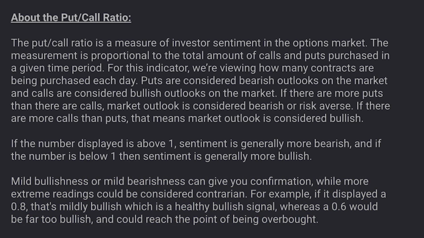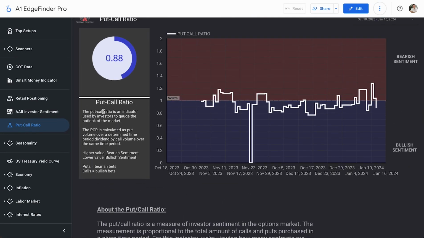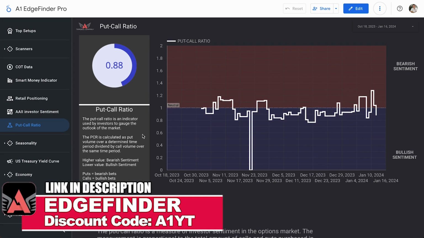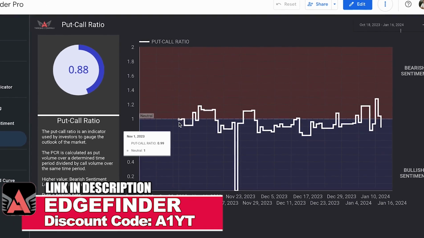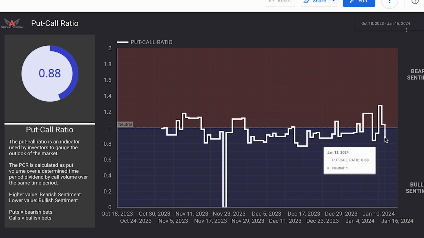We also have this link down here that you can click for more information on the put-call ratios. And we also have this up here, which again explains a little bit more about the put-call ratio, but let's actually look at the scanner itself. So you can see the data that we've been collecting ever since November 1st, and you can see all the way to the present date here on January 12th.